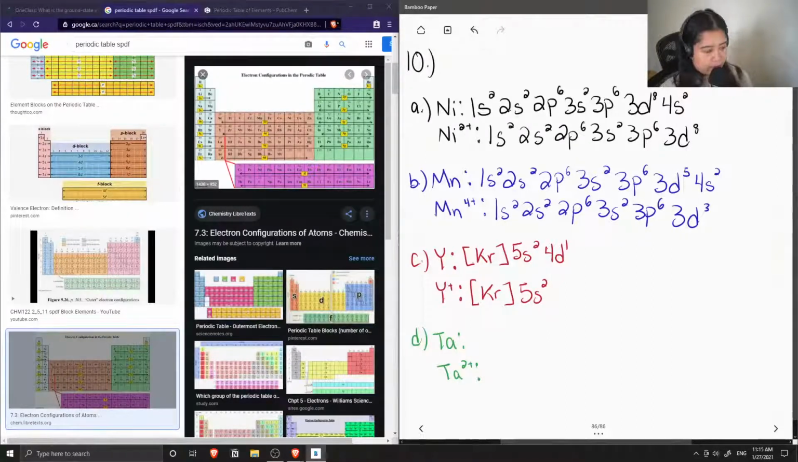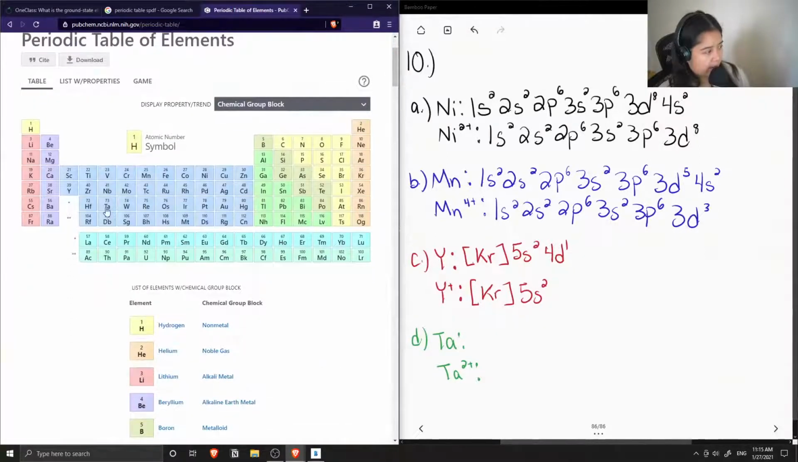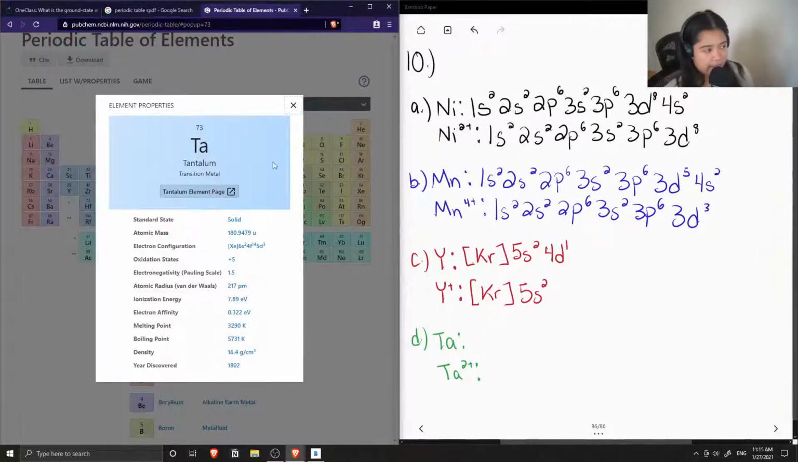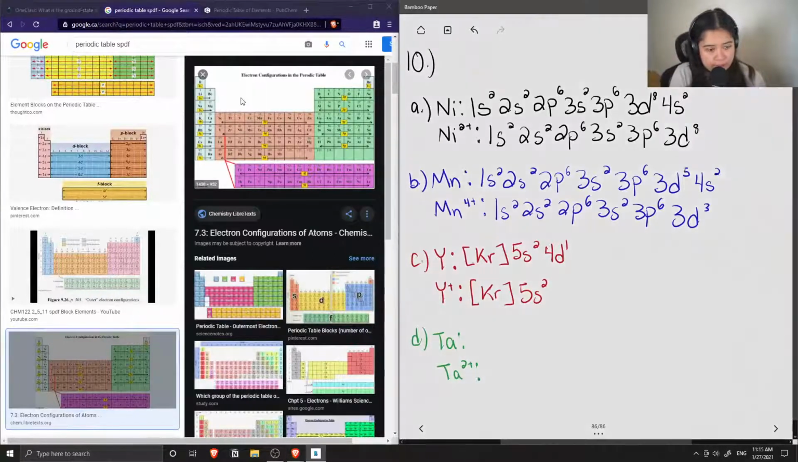And now let's move on to our last element, Ta. Let's find it on this periodic table first. So this is called tantalum. So tantalum is found here. And again, let's write out the shorthand configuration for tantalum. We would write xenon in square brackets, and then we would go on to write the remaining electron configuration.